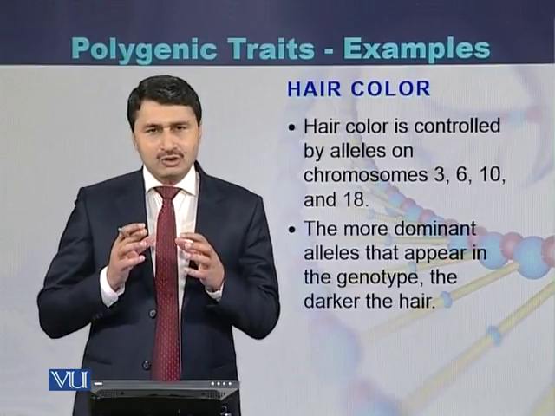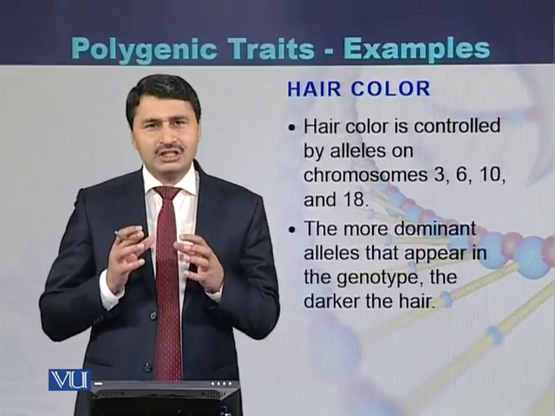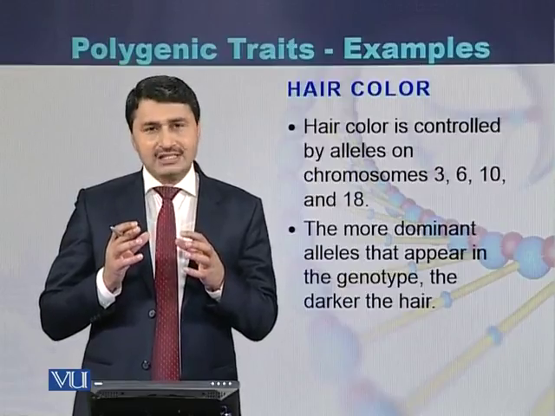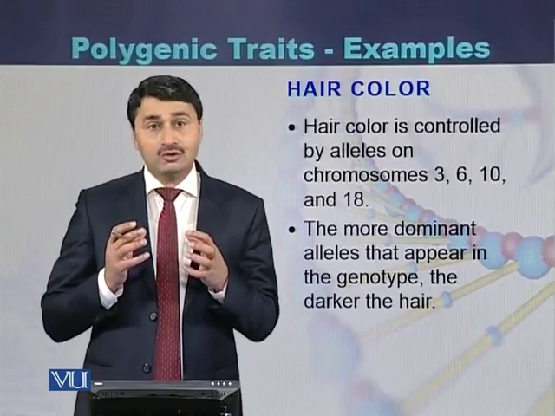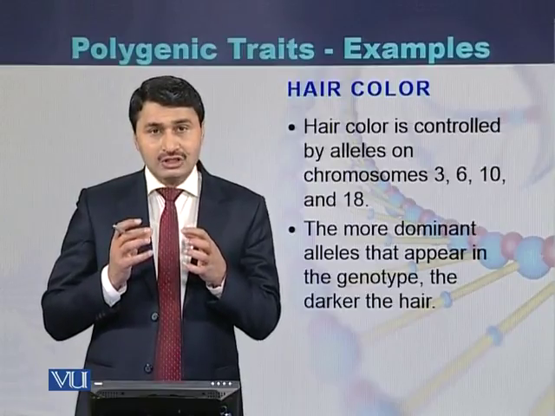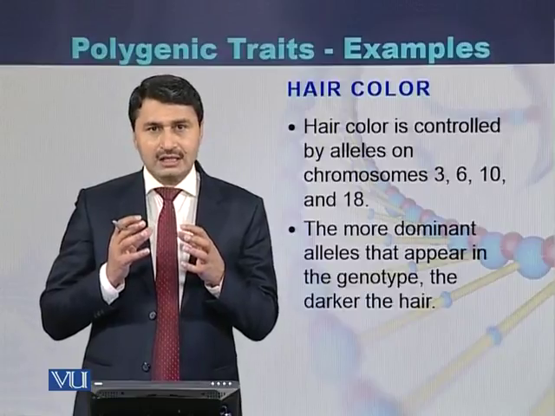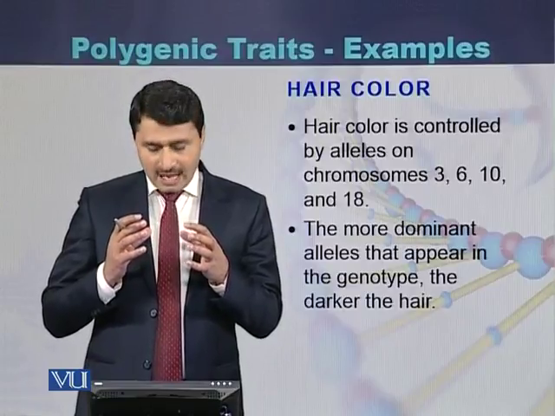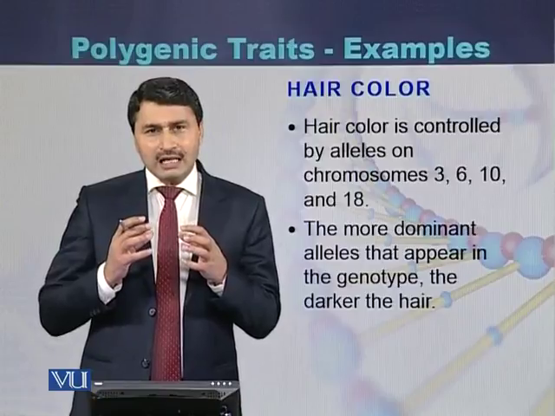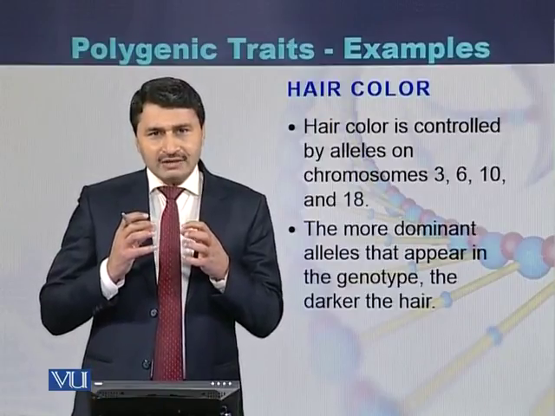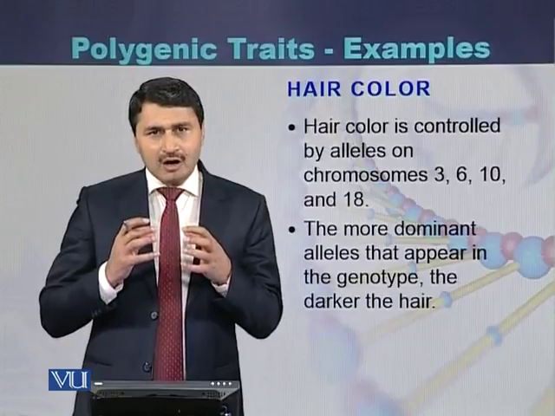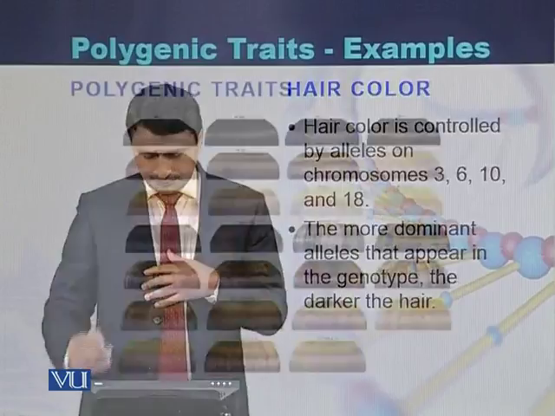Hair color is another example of the polygenic trait. Hair color is controlled by 4 different genes. Those genes are present on chromosome 3, chromosome 6, chromosome 10, and chromosome 18. So these genes control the hair color in humans. It depends on the type of the allele. If the allele is dominant, then the color of the hair will be black.